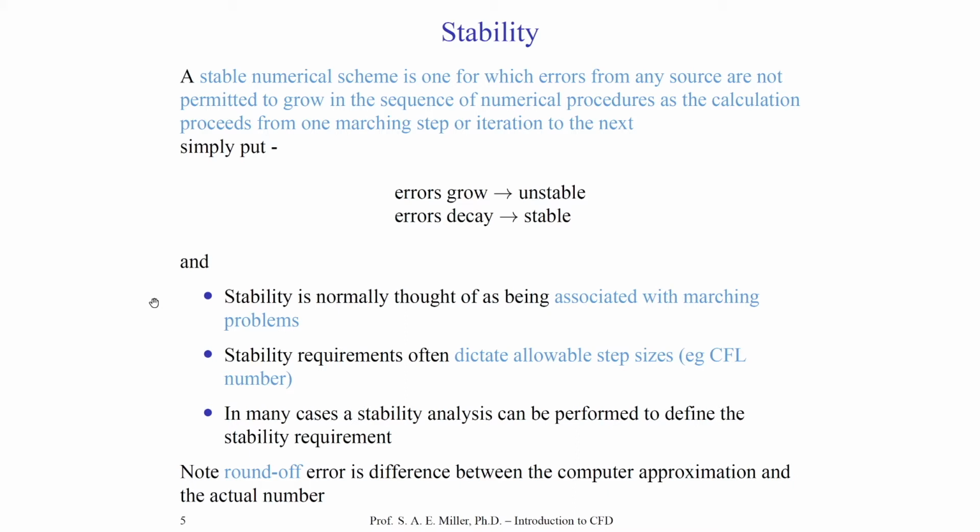A few major points about stability. It is normally thought of as being associated with marching problems, but it could be associated with other problems too that are perhaps for steady solutions. Stability requirements are often dictated by the allowable time step size, or CFL number, which we discussed previously. Remember, that's sort of like the speed limit of CFD. If we choose too large of a time step, our solver will be unstable. If we have a time-dependent solution, or CFD solver, then simply lowering the CFL number or time step might give us stability.